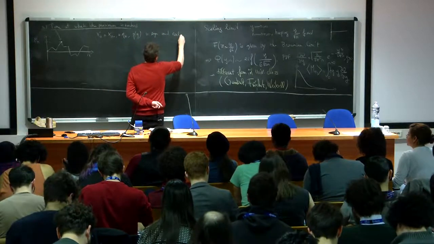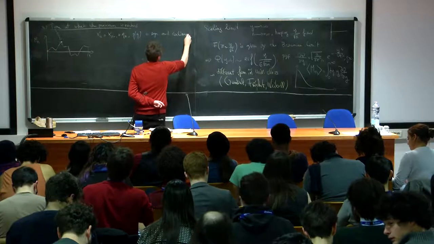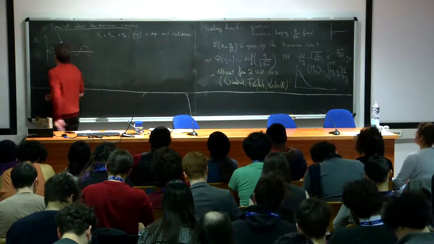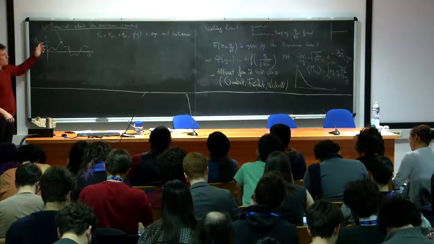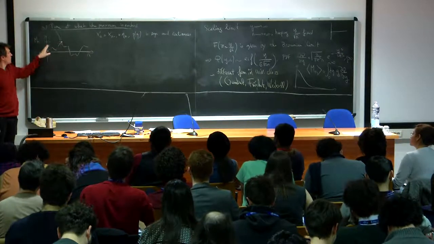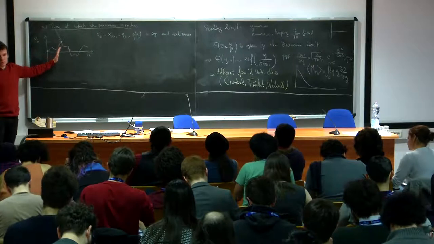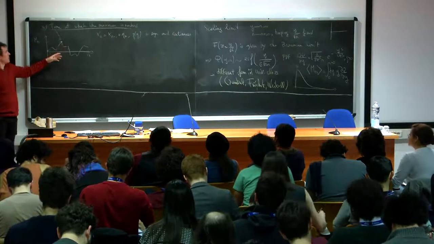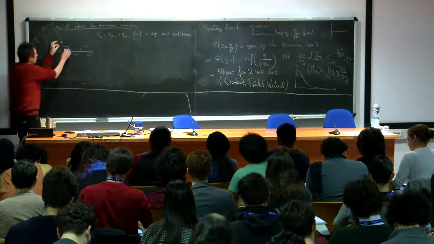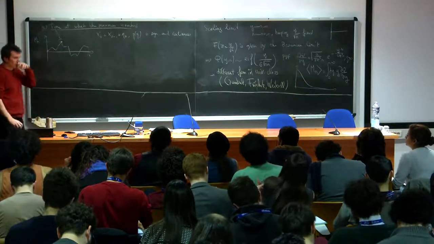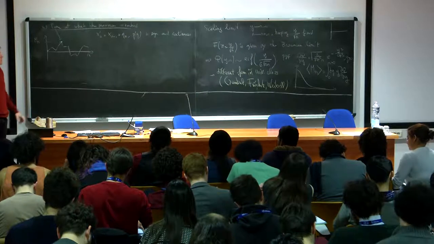And since it is continuous, there is no degeneracy, right? So that means that, with probability 1, this maximum is reached at a single point. Okay, so almost surely the maximum is reached at a single point. There are not two points which have the same values. Simply because P of eta is continuous.